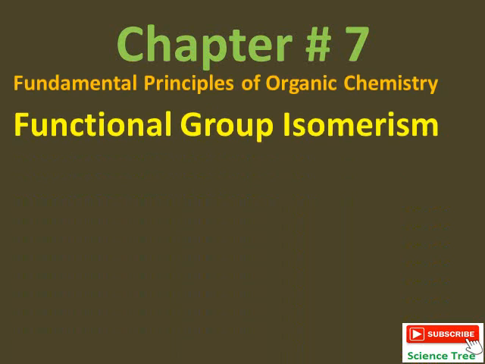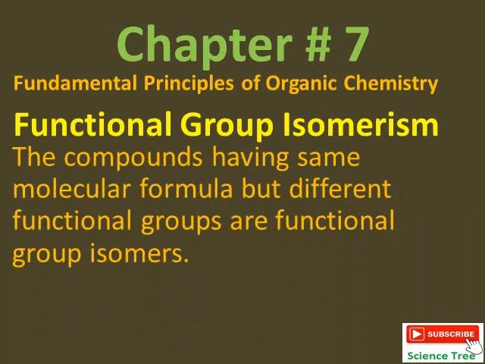Hello students, this is chapter number 7 and the topic is Functional Group Isomerism. Now I have told you before in my previous lectures, iso means same and merism means parts. It means that the parts or the molecular formula will remain same. Only the atoms will rearrange themselves to get more and more structures.